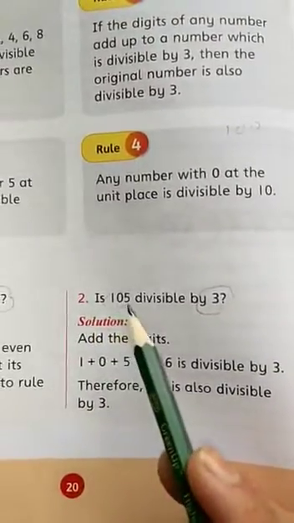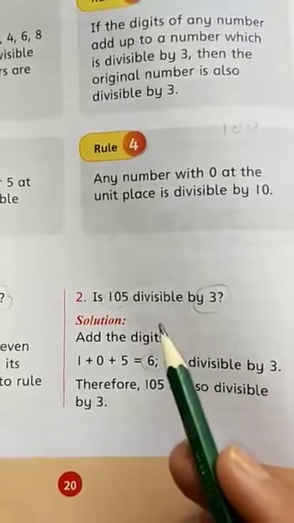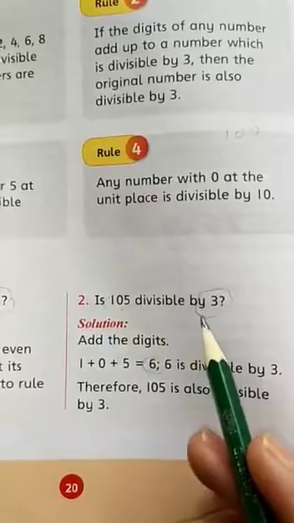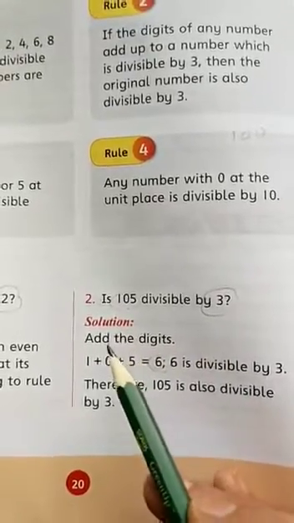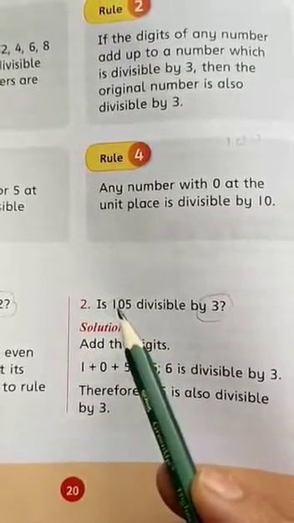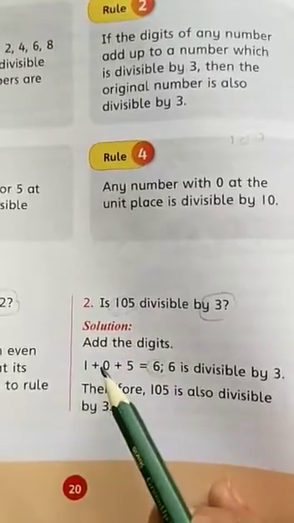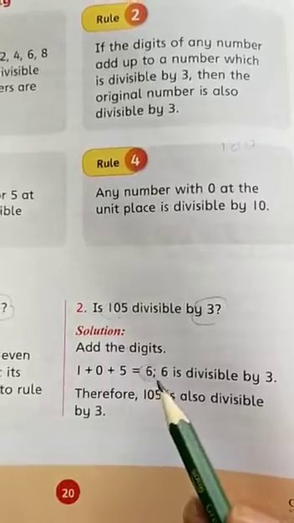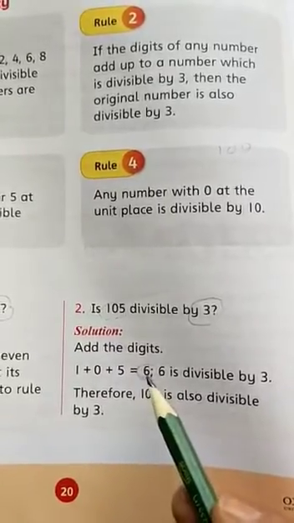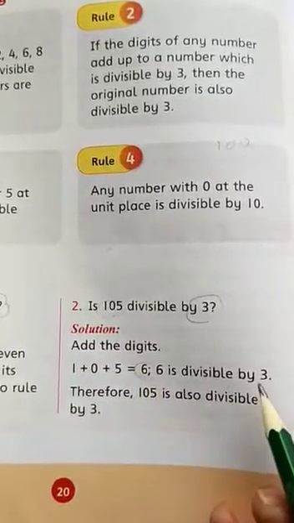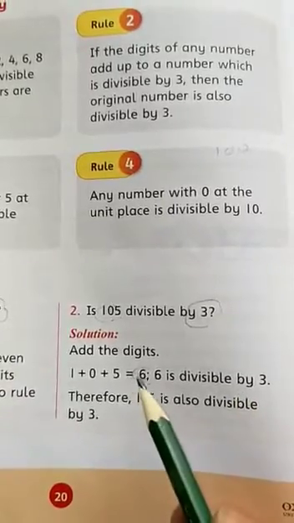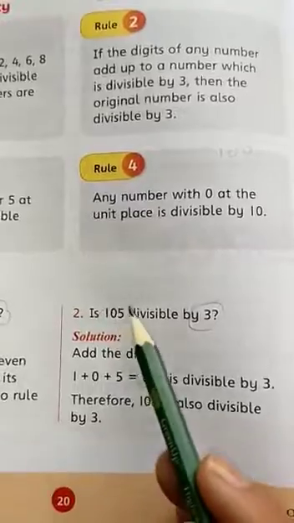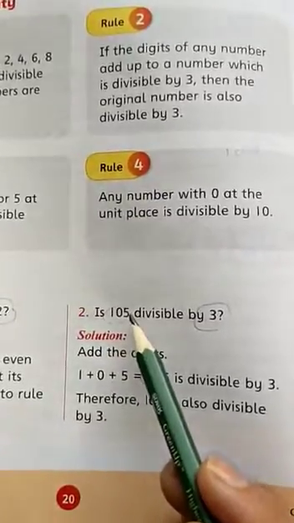Example 2: is 105 divisible by 3? In this example, we will check the divisibility of 105 by using the table of 3. Solution: add the digits. The digits of 105 are 1, 0, 5. 1 plus 0 plus 5 is equal to 6. The answer of these digits is 6. 6 is divisible by 3. If the answer of these digits is divisible by 3, then the original number 105 is also divisible by 3.